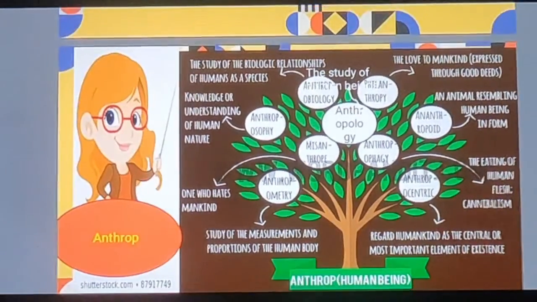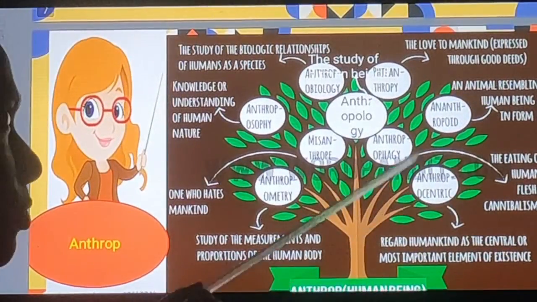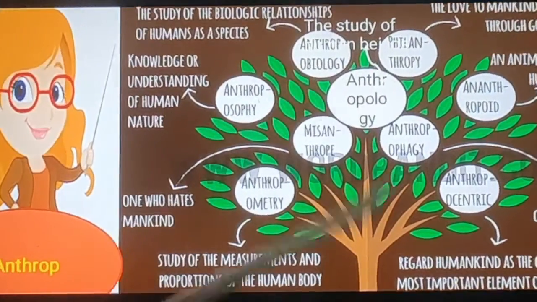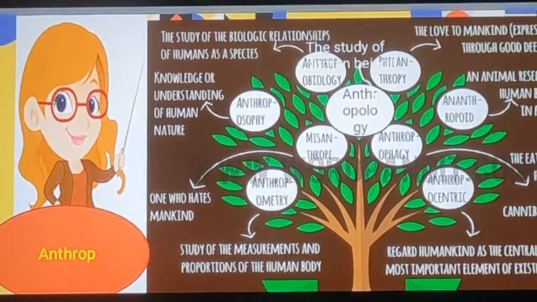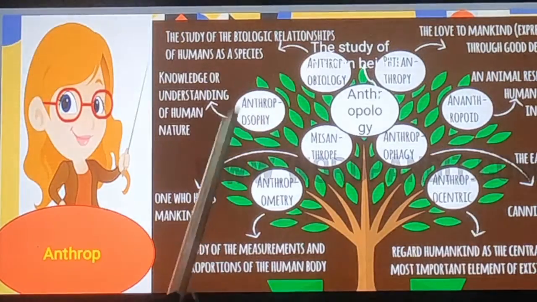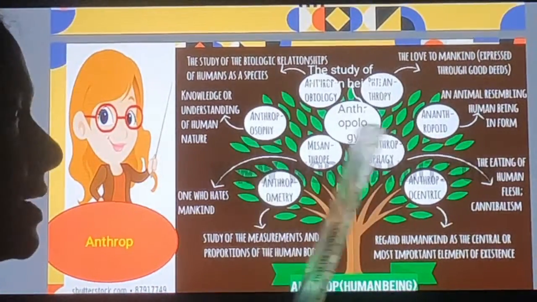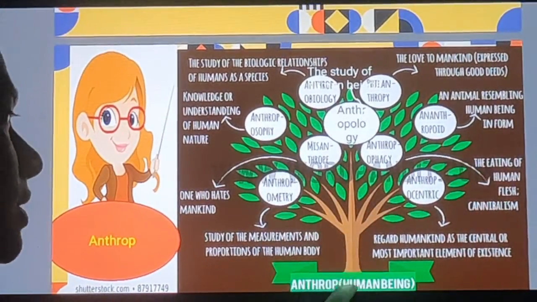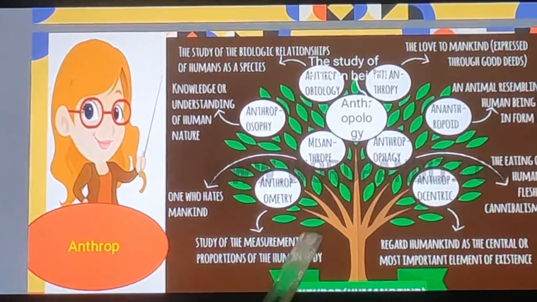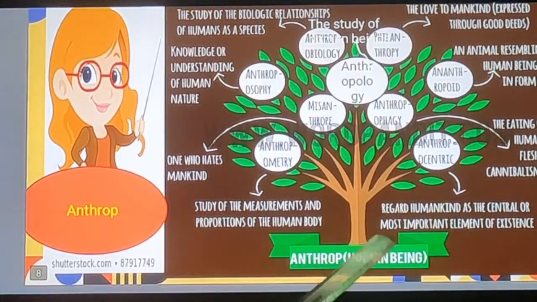Even in other places this anthrop is given, like misanthrope and anthropoid and philanthropy. When we hear these words, we have to identify blindly that this is a human-related word. This is the root word for human, and that word is anthrop. Anthrop means human being. Do you understand?